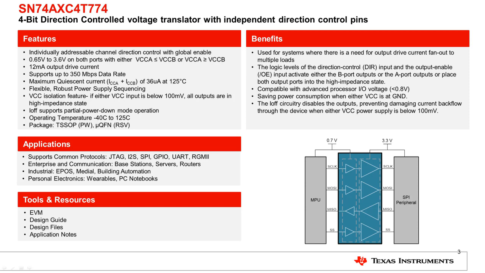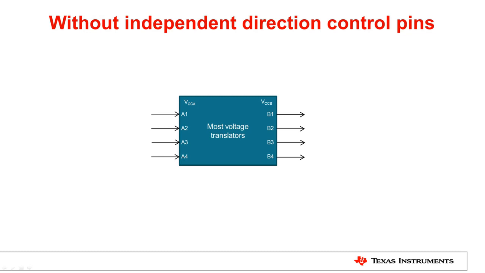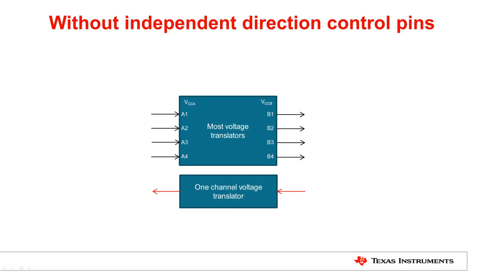What makes the SN74AXC4T774 unique from the rest of the AXC family is that it has independent channel control, where each channel has its own direction pin, allowing for different configurations of voltage translation. Most direction-controlled voltage translators have all channels transmitting in the same direction. If a signal needs to be translated the other direction, the signal has to be routed to a second voltage translator. Many popular interfaces such as SPI require this, as shown here.